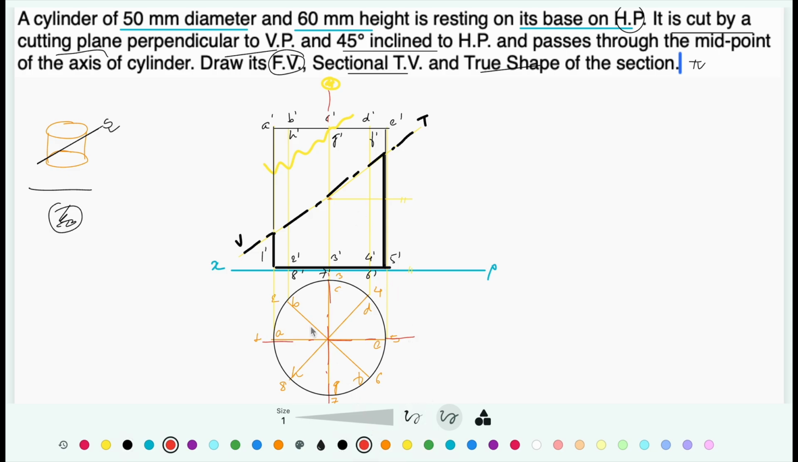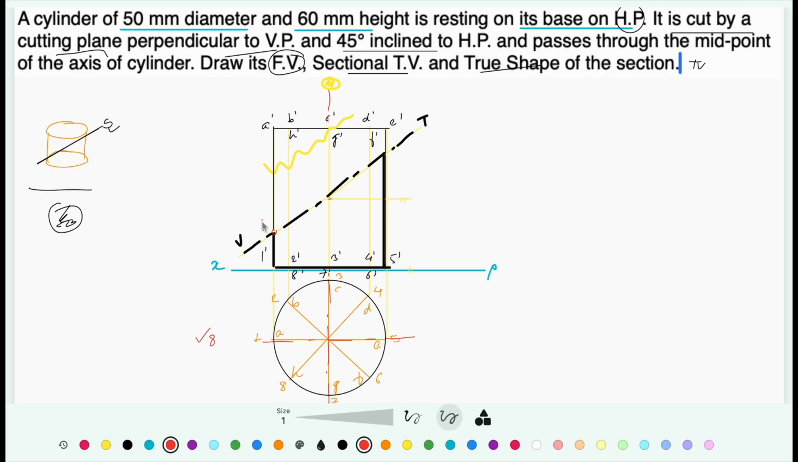Now mark the intersection points. The circle we have split into 8 equal parts, and the cylinder is being cut from one end to the other end. So there are going to be 8 intersection points between this cutting plane and the solid.